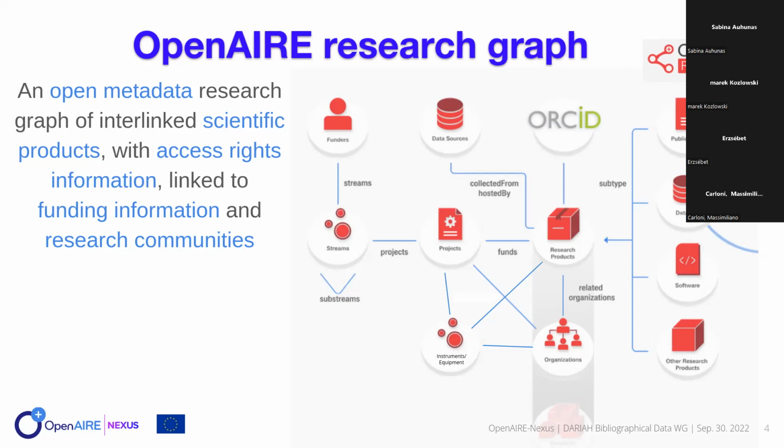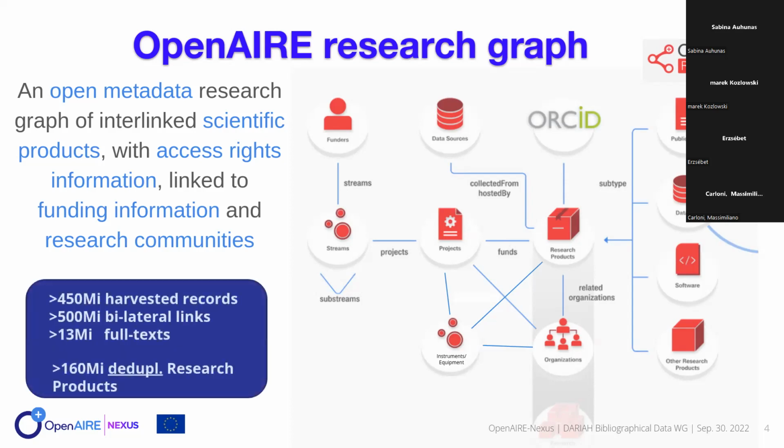This is a short overview of the graph and its content. At the moment, we have more than 450 million harvested records, 500 million bilateral links, and more than 30 million full-text PDFs. In that case, the OpenAIRE research graph contains more than 160 million deduplicated research products.